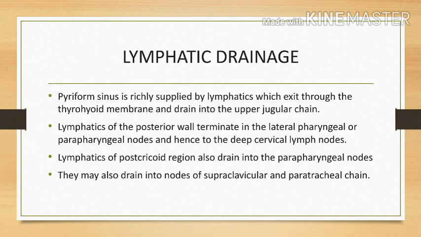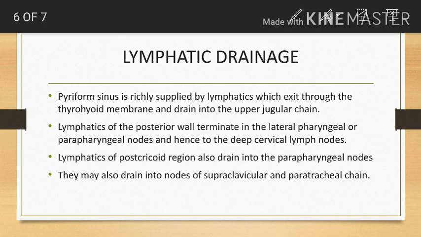Now the last but one point is the lymphatic drainage, like always. This piriform sinus is richly supplied by lymphatics, and they exit through the thyrohyoid membrane and then drain into the upper jugular chain. That is the first one. Second, the lymphatics of the posterior wall terminate in the lateral laryngeal or the parapharyngeal nodes, and hence to the deep cervical lymph nodes. Thirdly, the lymphatics of the postcricoid region also drain into the parapharyngeal lymph nodes. They may also drain into nodes of the supraclavicular and the paratracheal region.